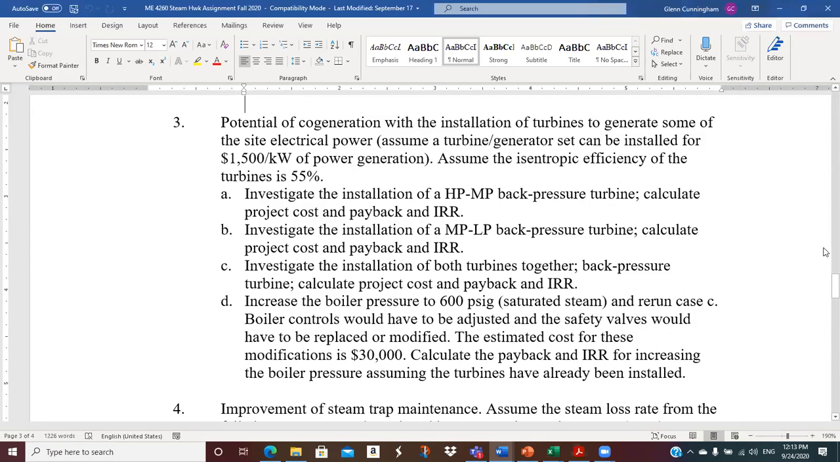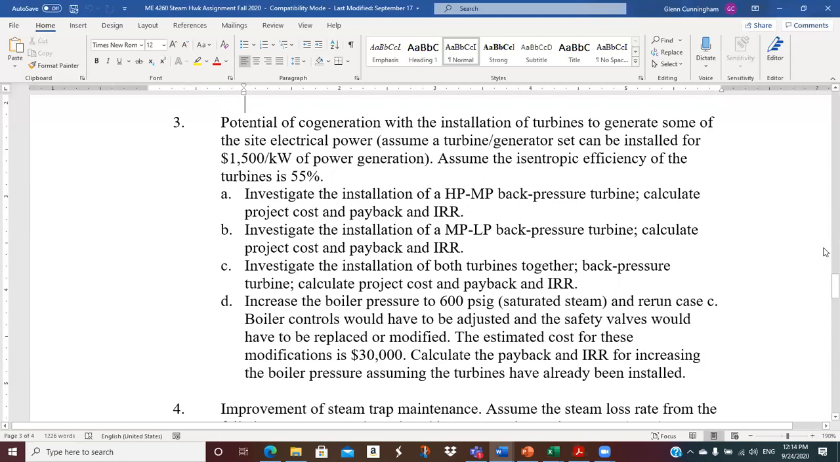And then, on D, I forgot I had actually included this. Go ahead and increase the boiler pressure to 600 saturated steam and rerun case C. So you'll have a different base case. You'll have to go back and establish a base case at 600 and then compare it to, well, if it will let you, I'm not sure if it will let you increase the boiler pressure in the model. On a project, you may have to increase it in the base case.